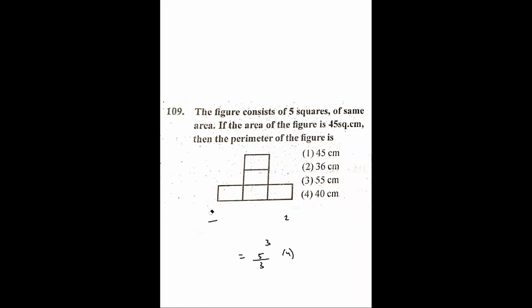So question number 109. In this question, they have given the figure consists of 5 squares of same area. If the area of the figure is 45 square centimeter, then the perimeter of the figure is?